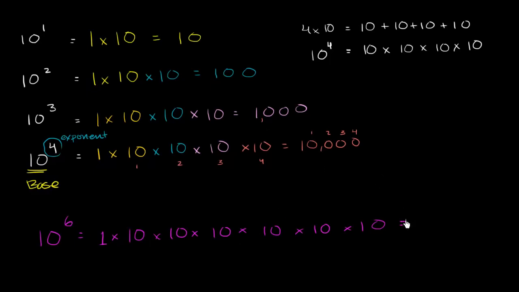We already saw this pattern. So it's going to be 1 followed by 1, 2, 3, 4, 5, 6 zeros, or 1 million. So 10 to the 6th power is the same thing as 1 being multiplied by 10 6 times, or taking 6 tens and multiplying them together. And that's going to be equal to 1 followed by 6 zeros, which is this pattern we saw, or 1 million.